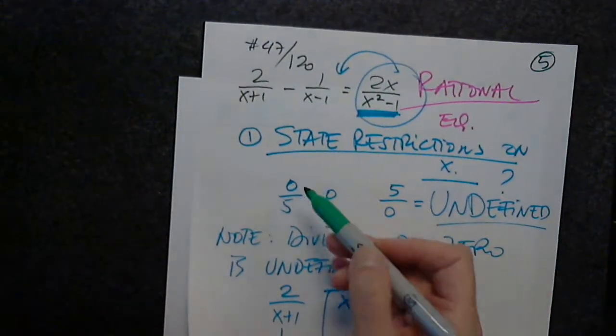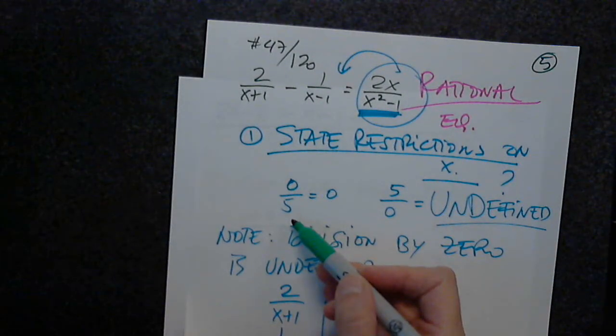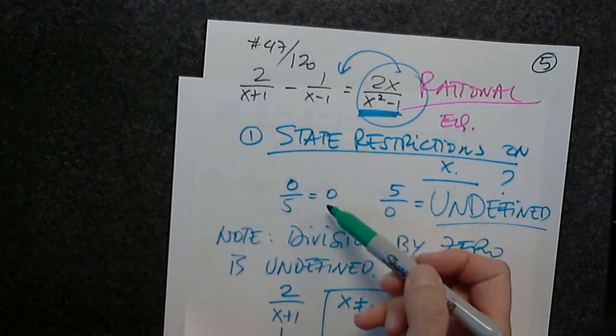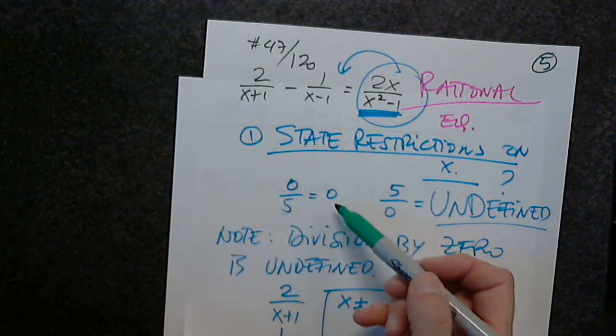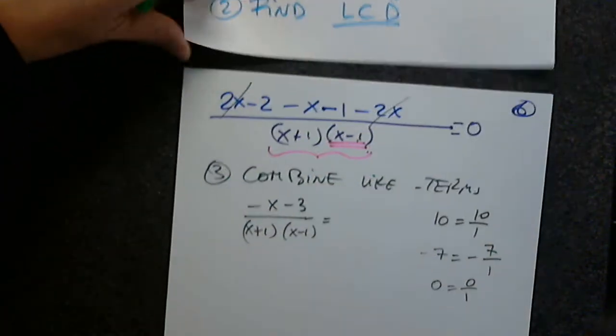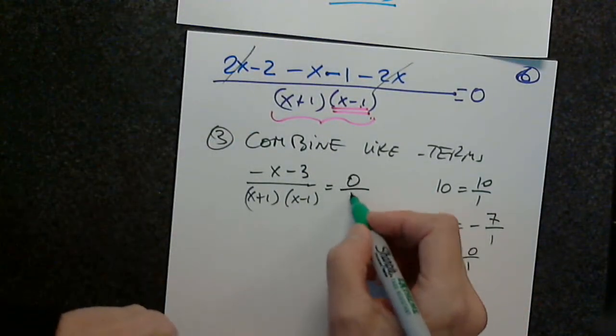So we had 0 over 5. So 0 over 5 is 0. 0 over 1 is 0. 0 over 10 is 0. So 0 over 1 is the same thing. Yes? Yes. Very good. So I'm going to write 0 over 1.